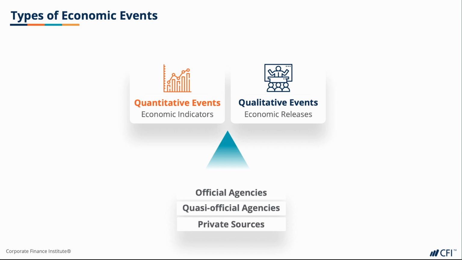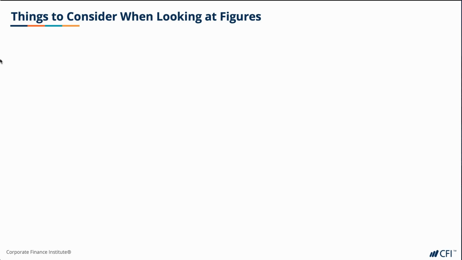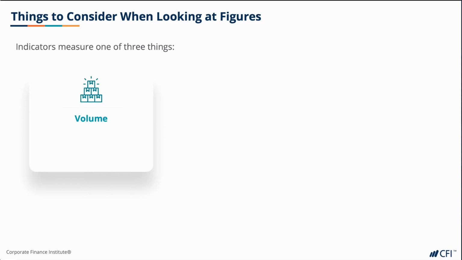This is important for us when we consider the source of the economic news. Let's go back and focus on economic indicators for a moment. As you will recall, economic indicators tend to be more numbers-based. So the numbers generally fall into three measures. The first of which is volume. That's generally a quantity such as barrels of oil or numbers of homes sold.